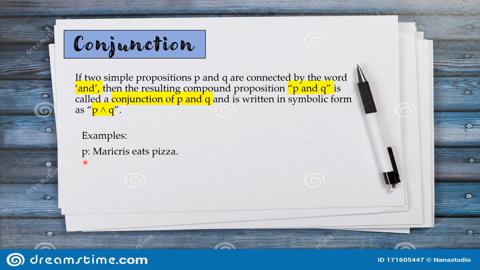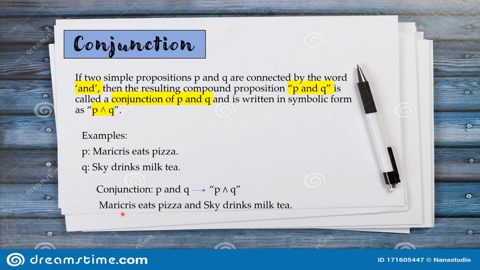Examples: Proposition P, Mary Chris eats pizza. Proposition Q, Sky drinks milk tea. If we combine P and Q by the connective word and, it is a conjunction of P and Q. In symbolic form, P and Q. So, Mary Chris eats pizza and Sky drinks milk tea.